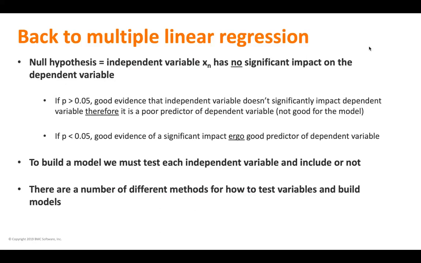If, however, we get a p-value when we do the analysis of less than 5%, we have good evidence that the independent variable actually does have a significant impact on our dependent variable and could potentially be a good predictor of the outcome of that variable.